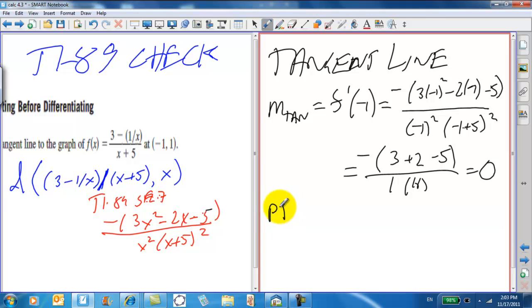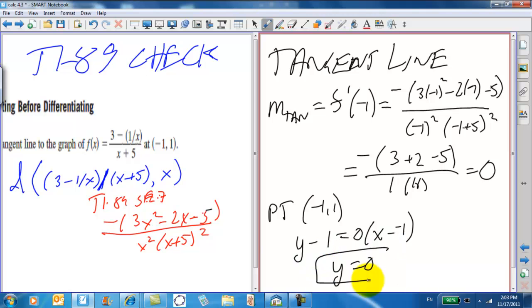And the point on the tangent line is this point right here, negative 1, 1. So we can say y minus 1 equals 0 times x minus minus 1. I'm sorry, y minus 1 equals 0, so y equals 1 is the equation of the tangent line.